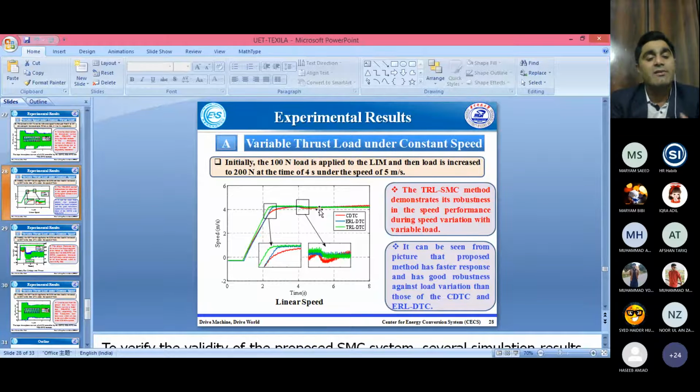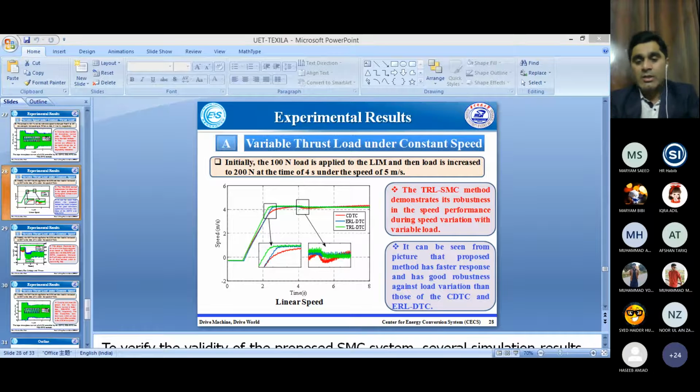So we increased the load 100 times at this position, and we can check that the slide mode control response is better than the PI regulator control method. And also we can say that when the load is applied to the machine as double, it can be checked here that the response is better under the slide mode control than the PI regulator. So we can easily check here.